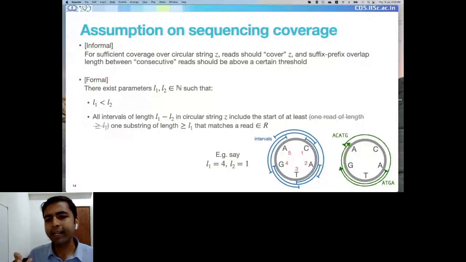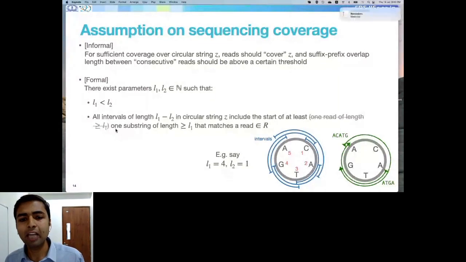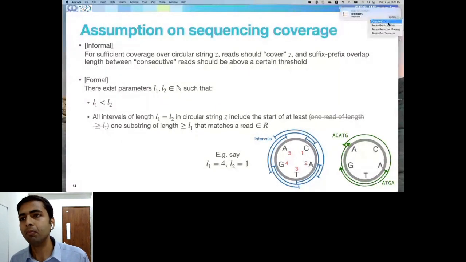So there is one technical catch here. Just to make this definition mathematically precise, technically a read can map to multiple locations in a genome. So rather than saying that it includes the start of at least one read of length greater than or equal to L1, we will say that it includes the start of at least one substring of length greater than or equal to L1 that matches a read belonging to R.